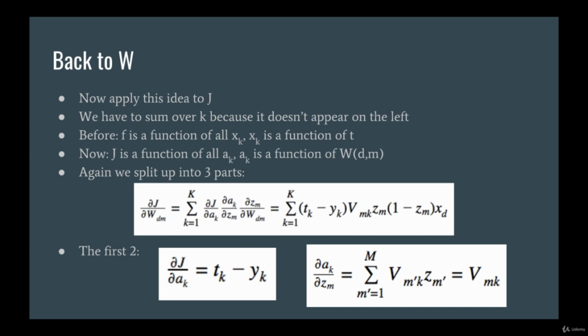Since, as we discussed earlier, we know the derivative of J with respect to a, that's just t minus y. And we know the derivative of a with respect to z, that's just Vmk. This is just the derivative of the dot product, which we've done twice already in this lecture. Note that here we're still using A to mean the activation right before we apply the softmax in the final layer.